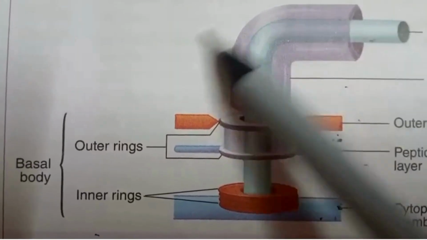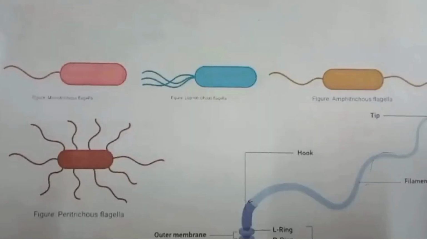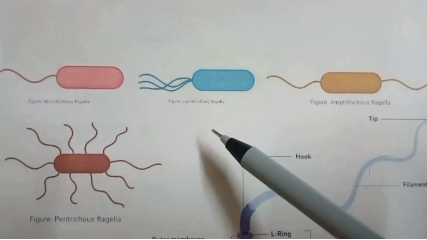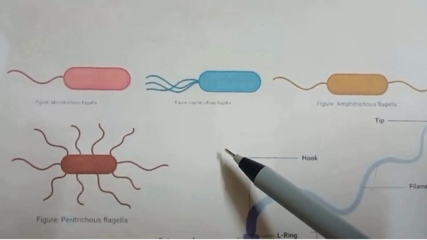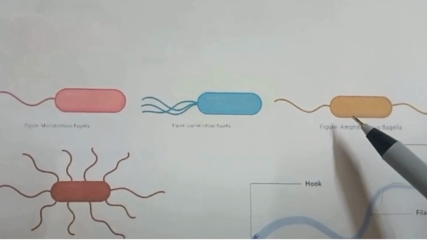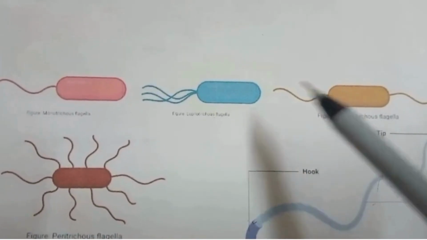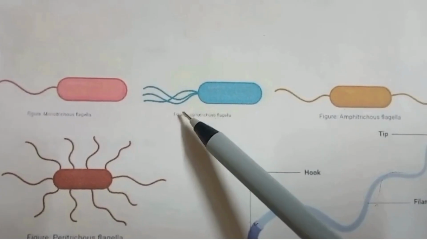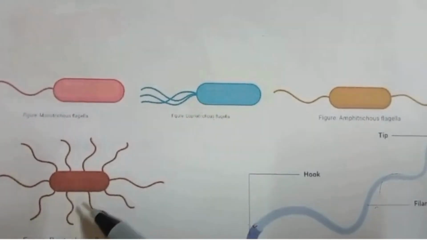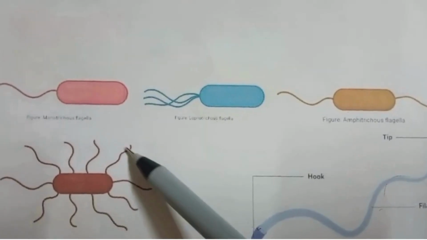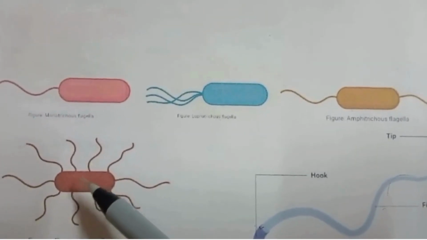Let's discuss the arrangement of these flagella in different bacteria with examples. Here, the flagella are differentiated into four types based on their arrangement. If the flagella are present at both ends, it is known as amphitrichous. If a tuft of flagella is present at one or both ends, it is known as lophotrichous. If the flagella are arranged all around the cell, it is known as peritrichous, which we will see in Salmonella typhi bacterium.